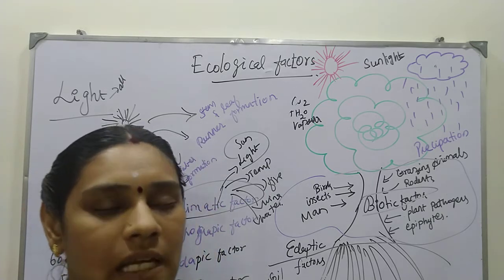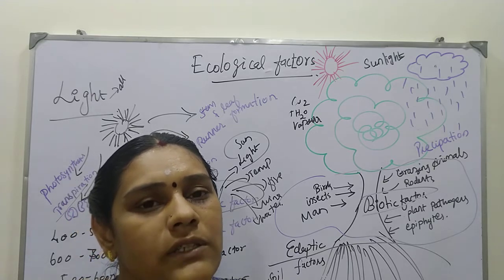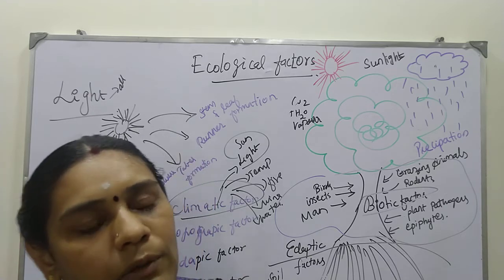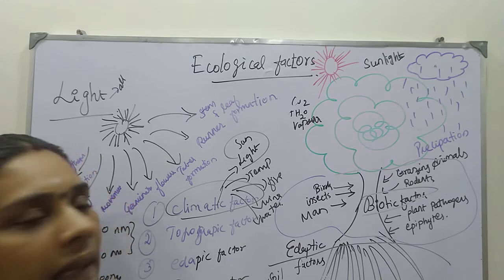Okay, without the sunlight there is no photosynthesis process. With the help of the sunlight only, using carbon dioxide and water, it is converted into a sugar, that is carbohydrate, glucose molecule, and oxygen is released. This is about the light.